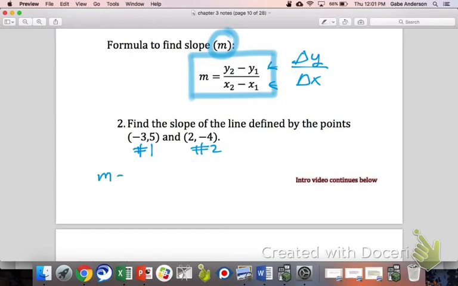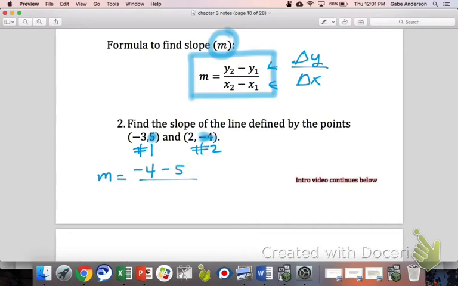All right, so I'm going to write m equals. Since these are x and y coordinates, both of them, I'm going to be able to pick out my y2 and my x2 and so on and so forth. So I'll highlight these for us. y2 would be -4 because it's the second y. So I'll put -4 minus, and then y1 would be the 5 because it's the first y. So I'll put -4 minus 5.